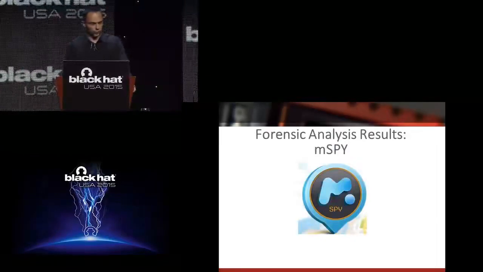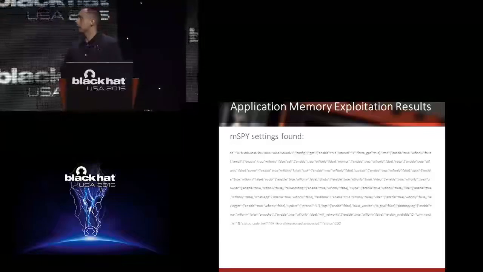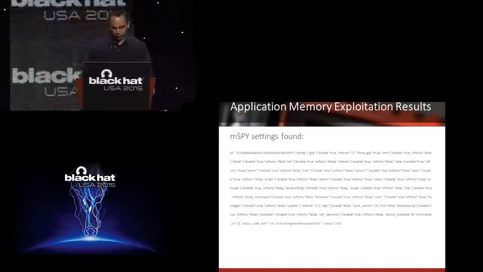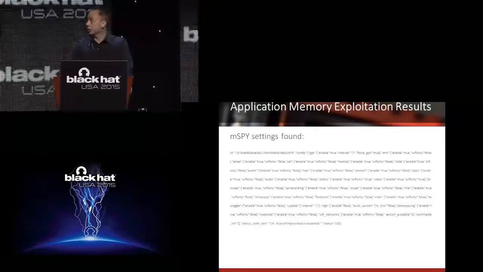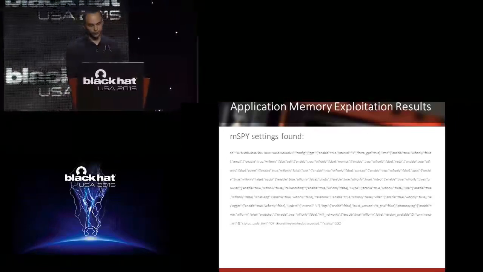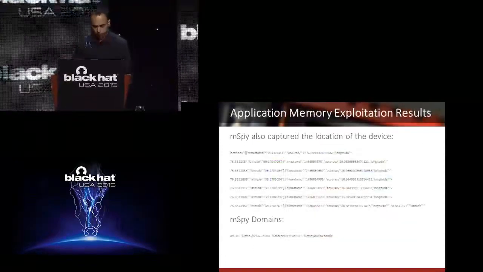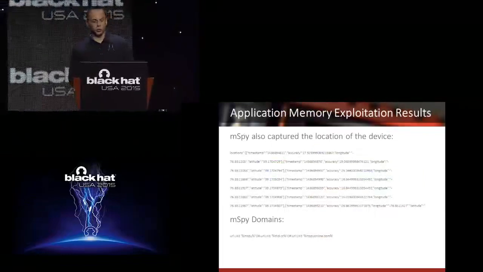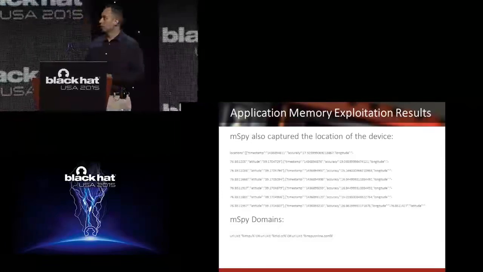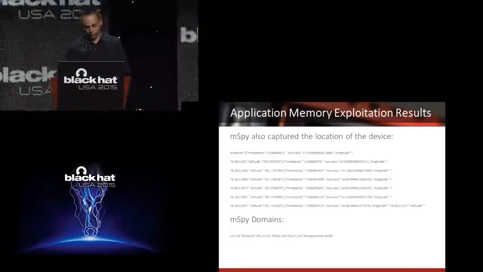So what did we find with mSpy? When we pulled the memory and ran strings on it, we found the settings from the previous slide stored locally on the phone. That's kind of cool. The SMS is turned on, that is enabled. You see enabled true. Wi-Fi only is set to false. We found more though. It also captured the location of the device. As it's running, you can see the latitude and longitude being captured, and you can also see the domains. Notice, for example, you have thd.cc as one of the domains it's using.